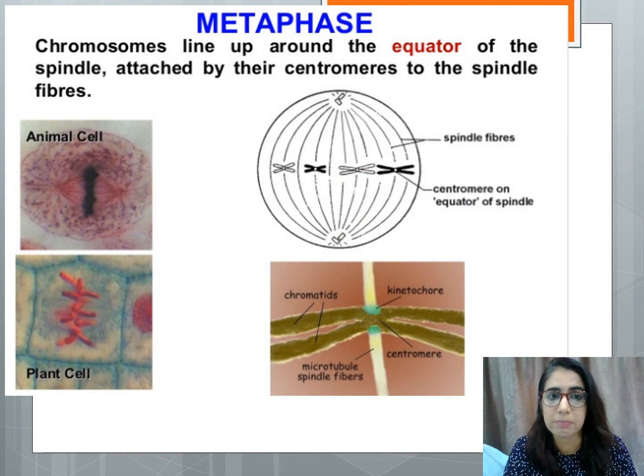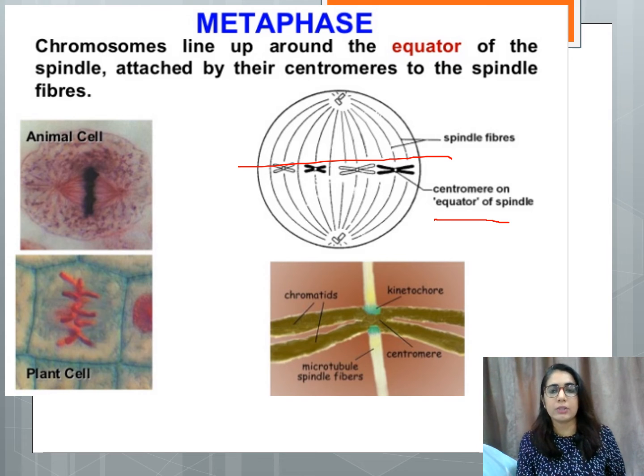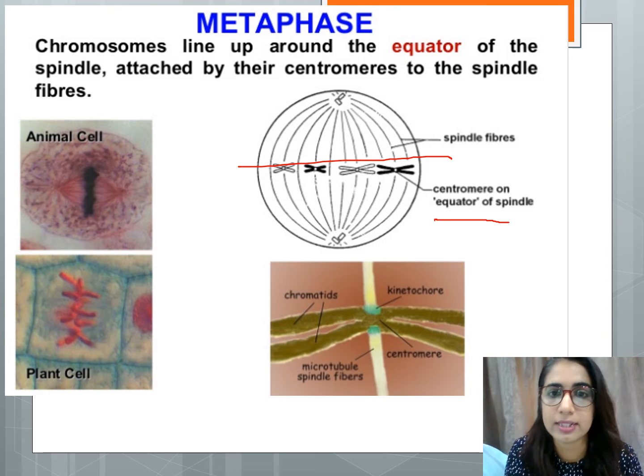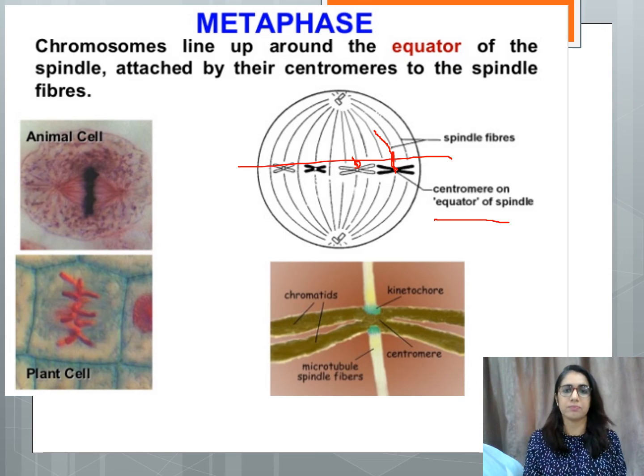After prophase is metaphase. So when the chromosomes are now formed, condensation happens. These chromosomes will now line up around the equator. This is the equator here. There's a line in the middle of the cell, the equator of the spindle, and they are attached by their centromeres to the spindle fibers. So each centromere is attached to a spindle fiber. You see here, they are all attached.